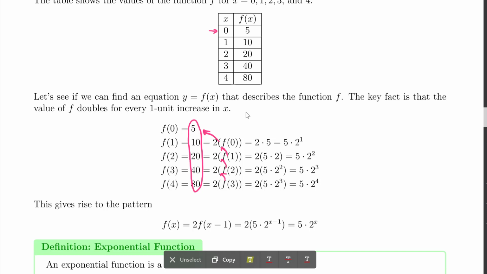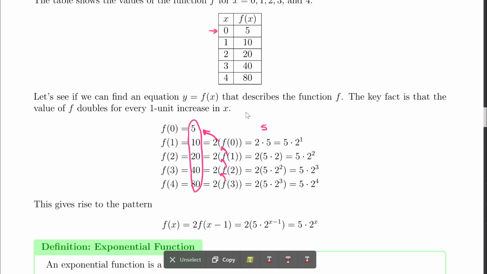And we kind of expanded these out over here to the right. So the first value is simply just 5. The second one is 2 times 5. The third one is 2 times 2 times 5. The fourth one is 2 times 2 times 2 times 5. And then the fifth one is 2 times 2 times 2 times 2 times 5.